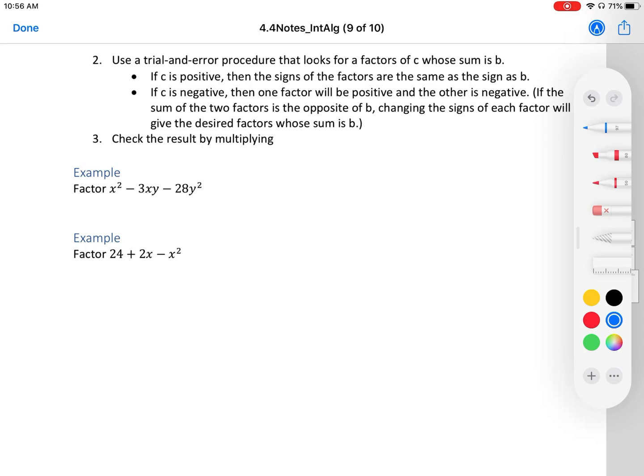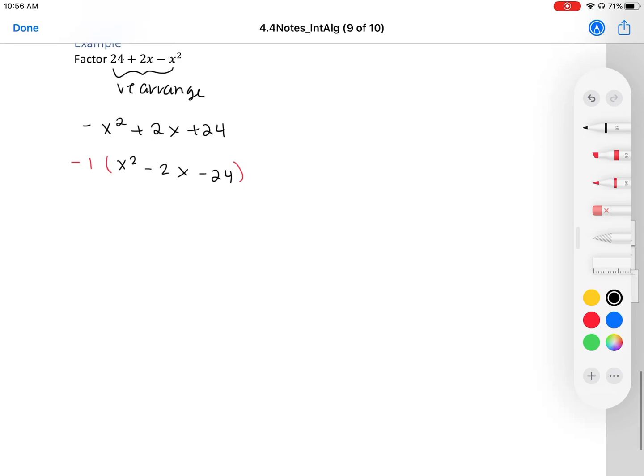Let's start with our last one. We need to rearrange it so that it is in descending order, which would give me negative x squared plus 2x plus 24. Let's factor out a negative so that we don't have that negative in the beginning, which gives me negative times x squared minus 2x minus 24. Okay, we're going to focus on what's in the parentheses. So again, I want to think, what numbers multiply to give me negative 24, but add to give me negative 2? So multiply and add.